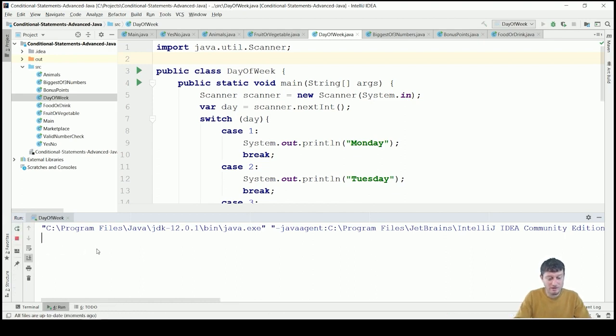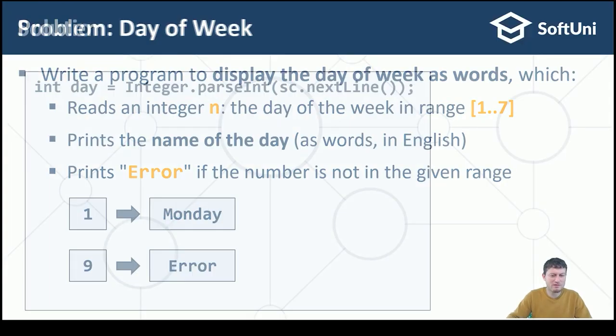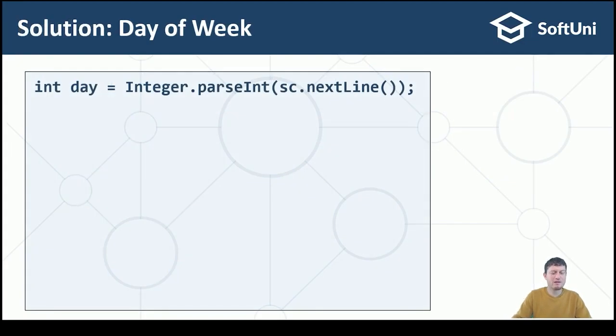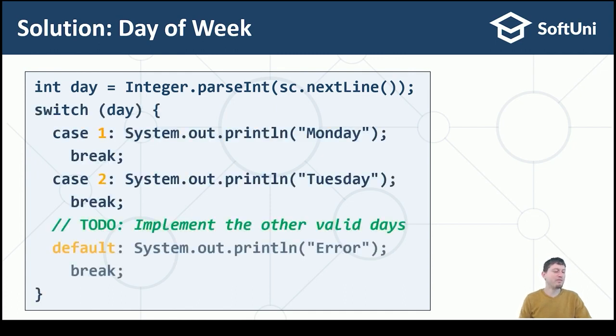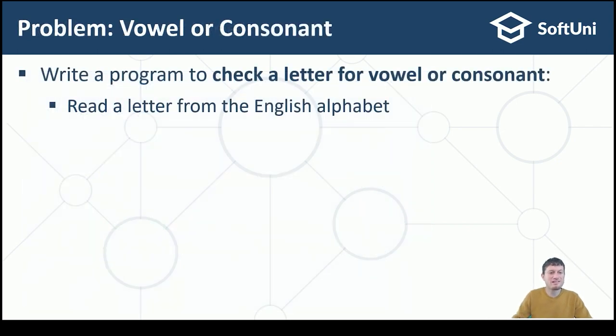But let's go here. 3 is Wednesday, 0 is error, and 7 is Sunday, and 1 is Monday. Looks correct, so we can go ahead with the next problem. This is the solution I had in mind before the start. It's exactly what I already implemented here. So let's go ahead with the next problem. The next problem is called vowel or consonant.